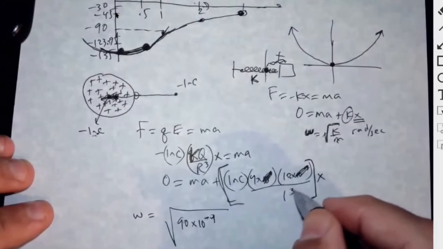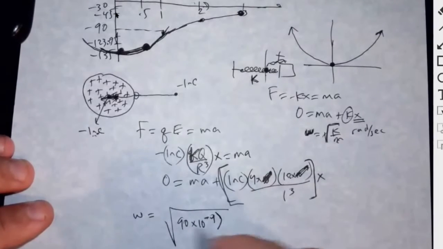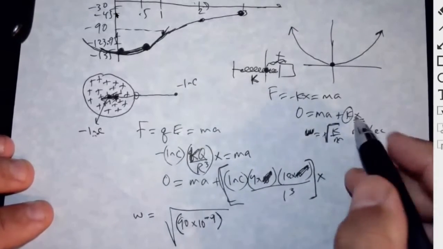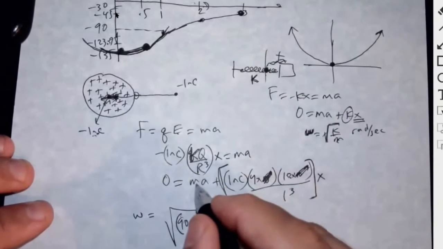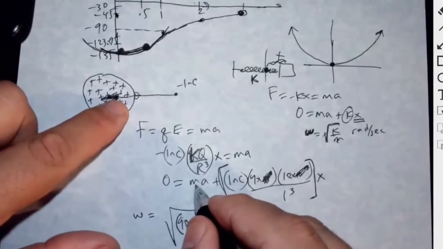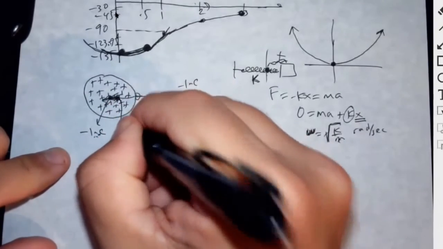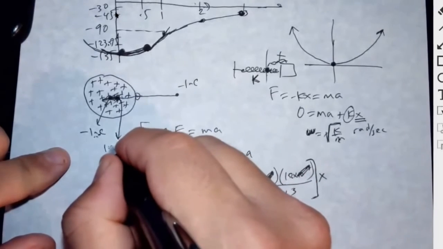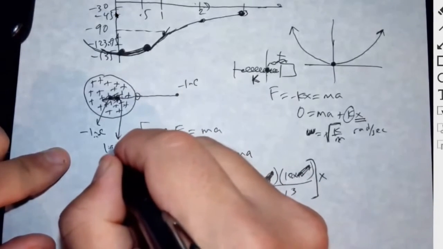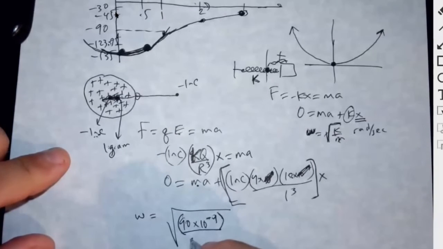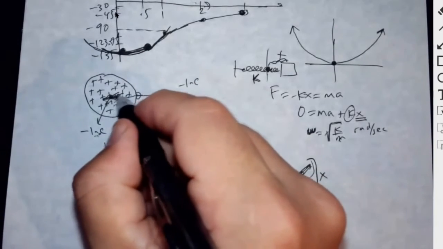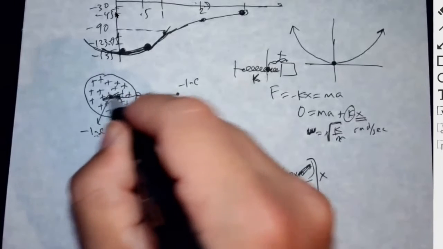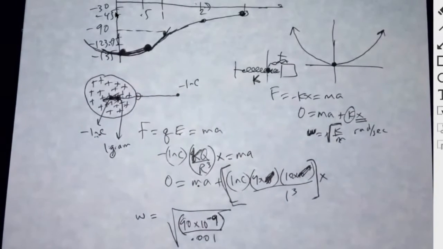So this was just 1 cubed, so it gave us 90. That's the K. And then I have to divide it by the M of the object. So we're assuming it's 1 gram, right? The small charge, 1 gram. So then divided by 0.001. Okay, that's the omega. In other words, if I displace that, it's going to go back and forth and want to stay there.